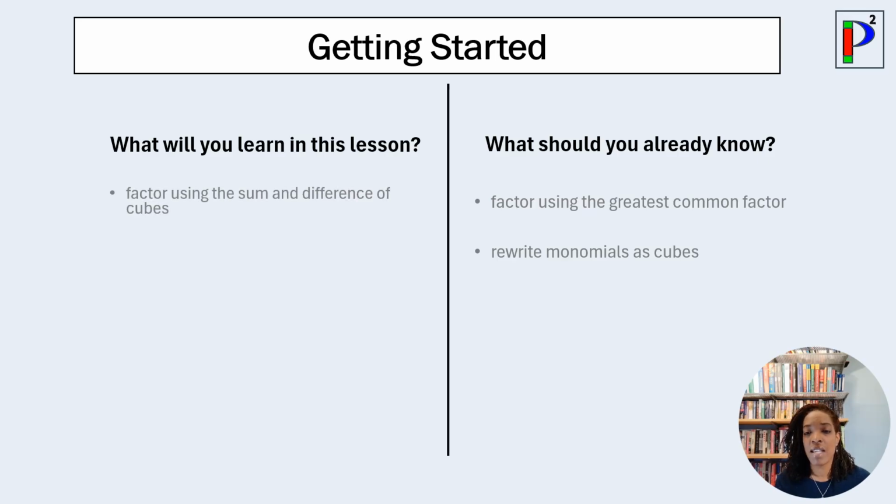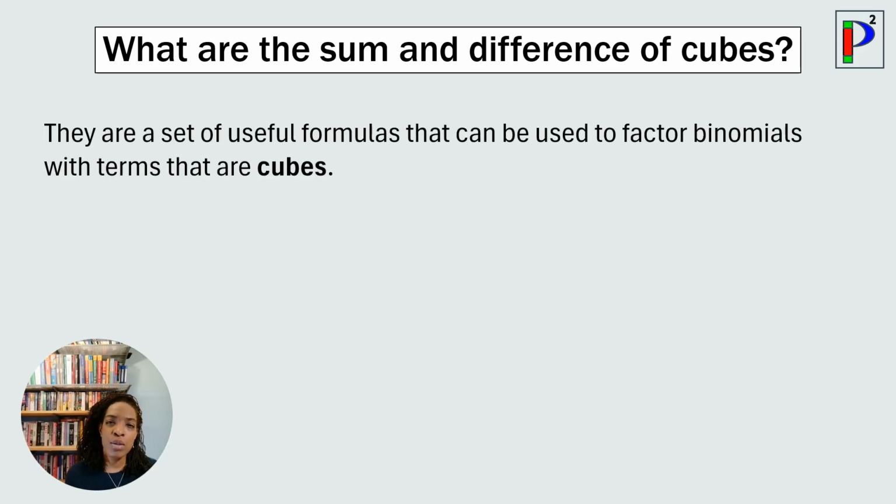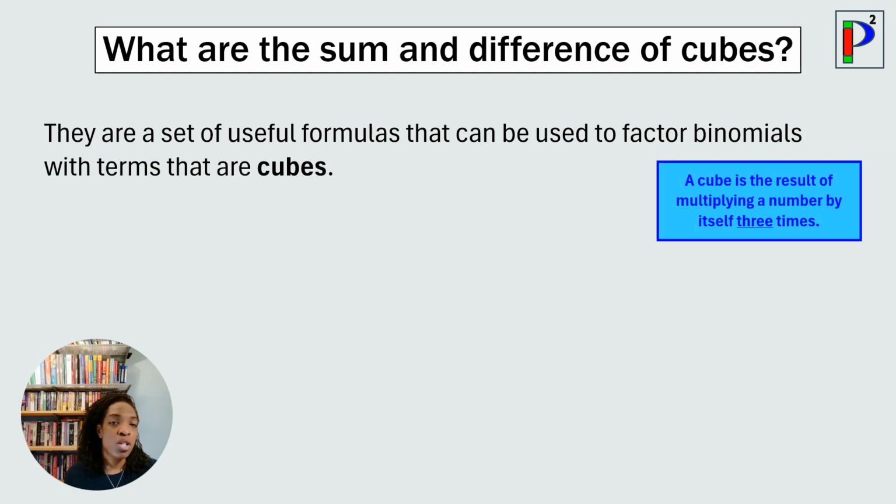So if this math sentence is confusing to you, 8x to the third is equal to the quantity 2x to the third power, you need to go back and review the skill before we get started. The sum and difference of cube methods are used to factor binomials whose terms are cubes. Remember what a cube is? It's just the result of multiplying something by itself 3 times.